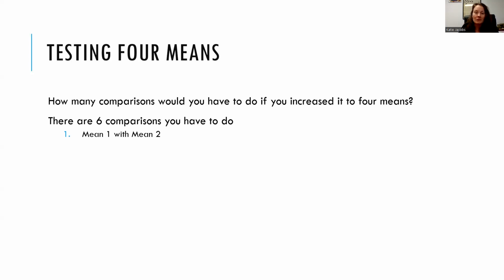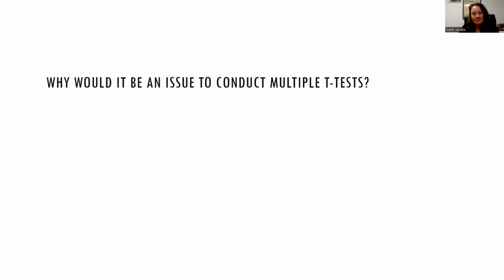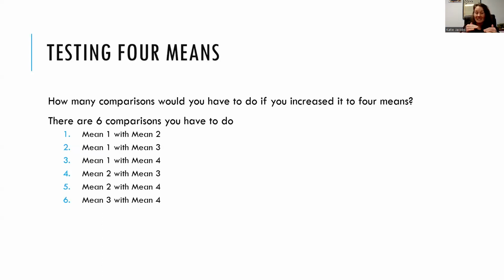So you'd have the mean of group 1 with the mean of group 2, the mean of group 1 with the mean of group 3, the mean of group 1 with the mean of group 4, the mean of group 2 with the mean of group 3, the mean of group 2 with the mean of group 4, the mean of group 3 with the mean of group 4. And so that's a ton of t-tests. You literally would have to run 6 different t-tests to be able to do all these comparisons.